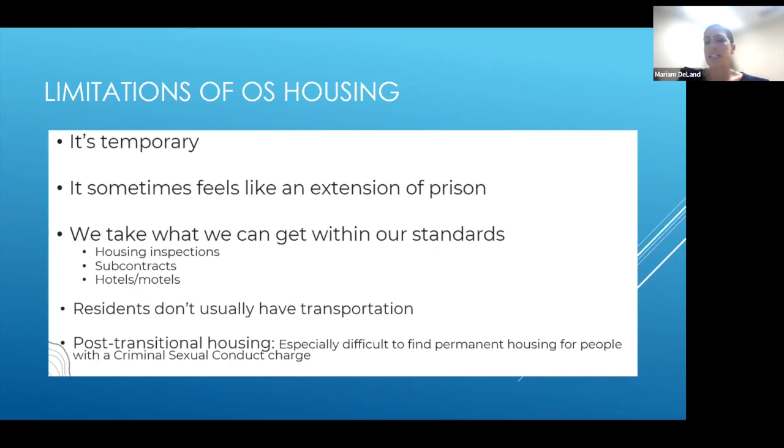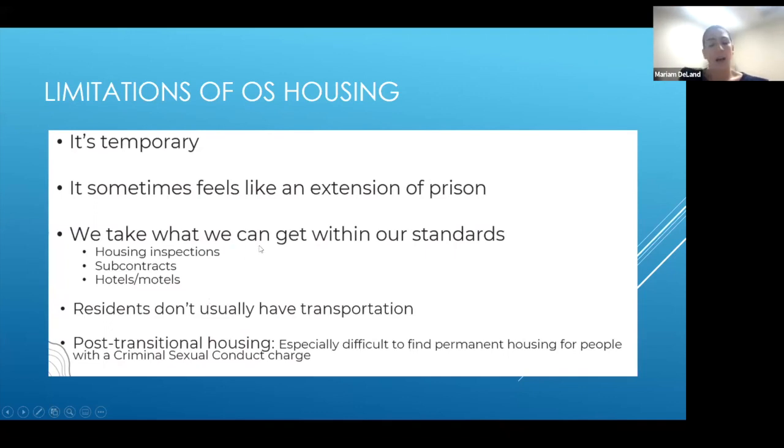Another limitation is that we take the housing that we can find, and with the housing shortage, we try not to, we do have some practices in place to make sure that our housing is up to par. We expect of our housing contractors that they inspect each property every 90 days. We have a formal subcontracting process where each subcontract has to be approved. And we may work with hotels and motels that are accountable to local standards and rental standards.